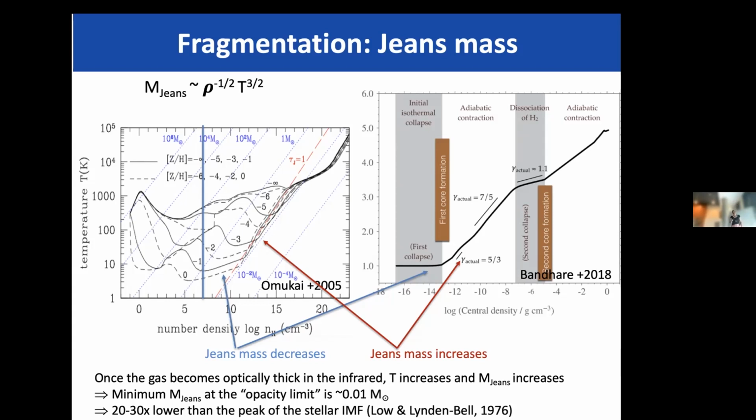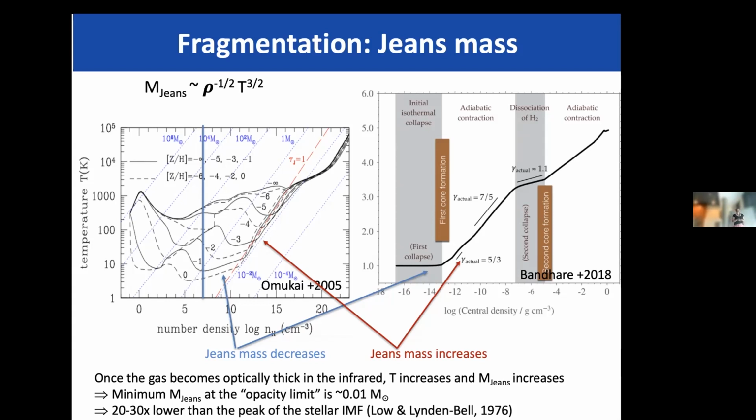So in any case, you will further increase your Jeans mass. And so that means that at this point where you are at the opacity limit, you basically hit a minimum Jeans mass, because you have decreased your Jeans mass and then you increase it. And this means that you have a minimum Jeans mass just around the opacity limit. And you can work out what this is. It's about 0.01 solar masses. And this has actually been worked out a long time ago, by Low and Lynden-Bell in 1976.